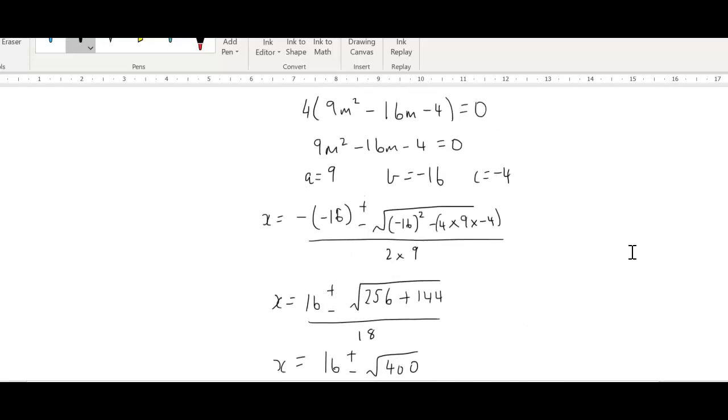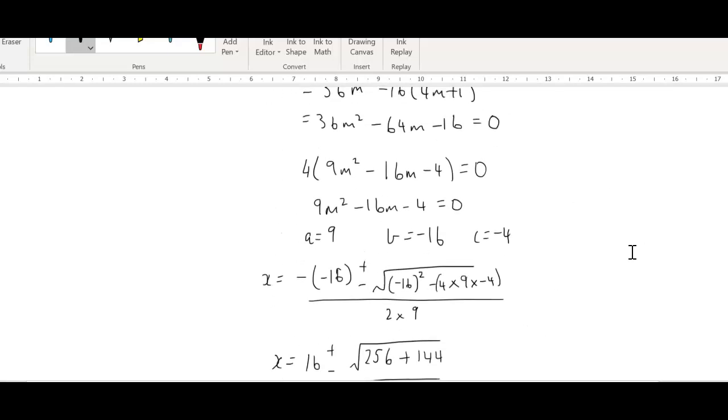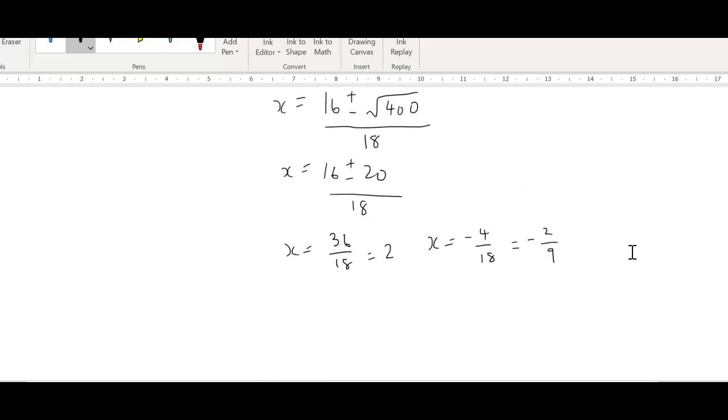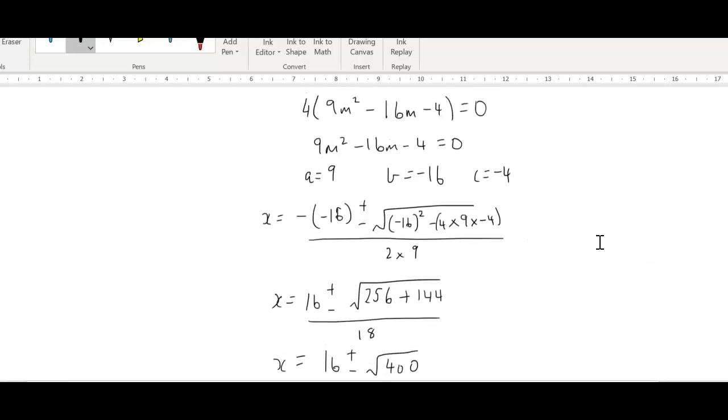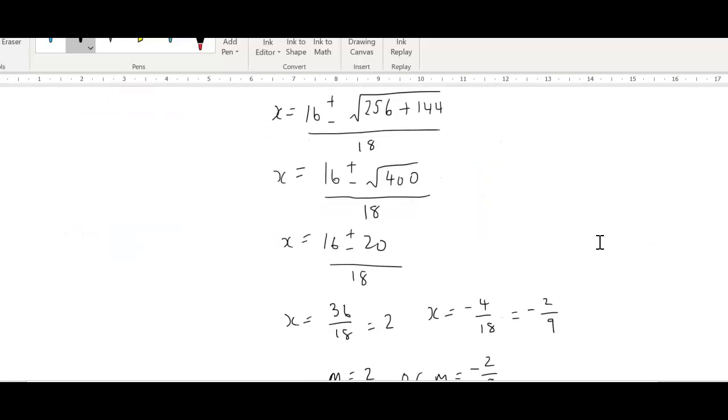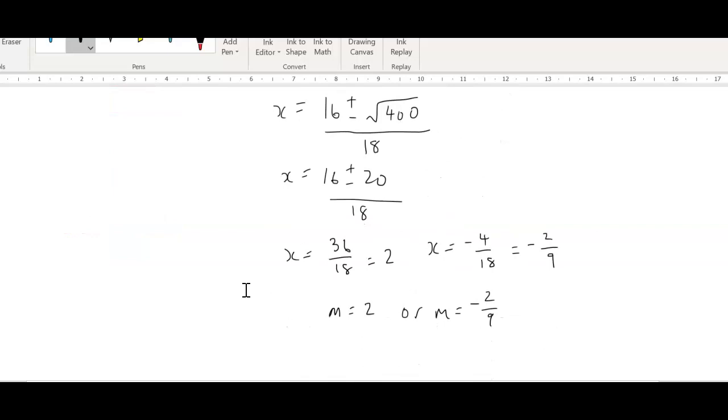Now my m's changed to x's, which is a bit silly, so don't ever make that mistake. I should have left them as m. So m equals 2 or m equals −2/9. Now we're just doing a perfect square. Because neither of them is 0, that's fine. Both of them are valid solutions.